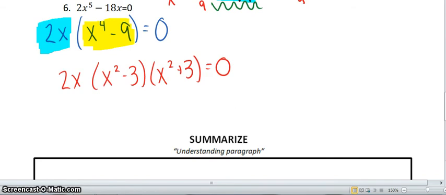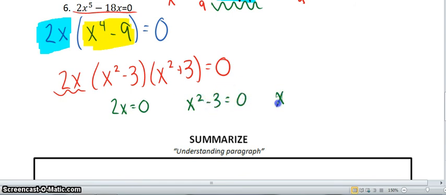Okay, if you use my shortcut, you should have quickly gotten 2x times x squared minus 3 times x squared plus 3 equals 0. Now the thing I want you to remember when you're doing this is that this 2x doesn't just go away. It is another factor of our original problem. So it needs to stay there throughout the problem so we can use it in the end when we're solving for our x's. Okay. Now that we factored this, you should be able to solve for your x's by setting each part equal to 0. So 2x equals 0, x squared minus 3 equals 0, and x squared plus 3 equals 0.